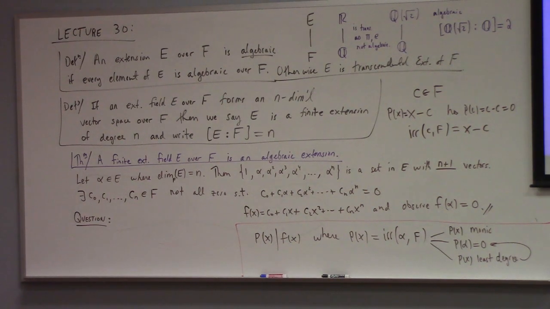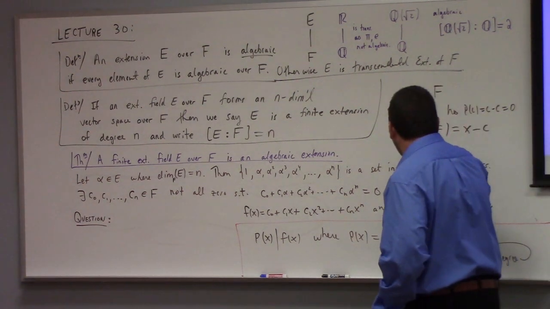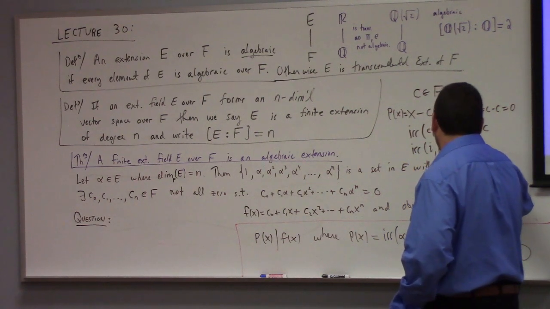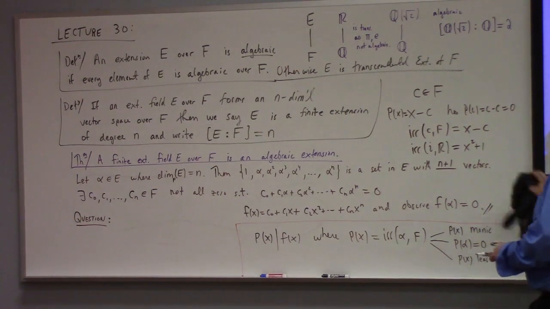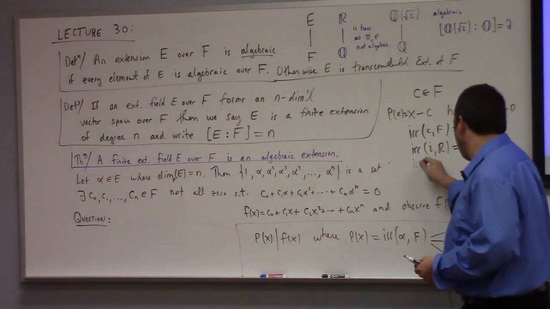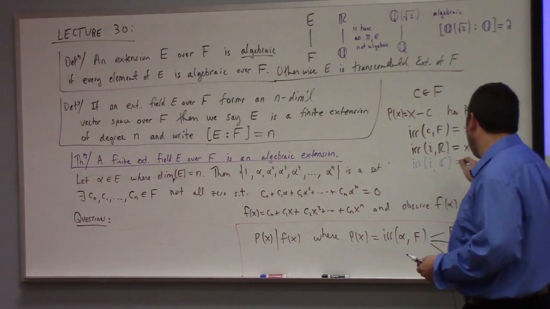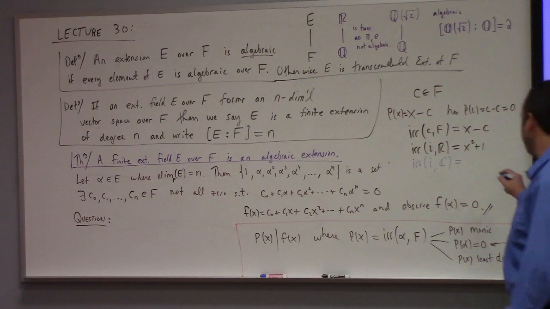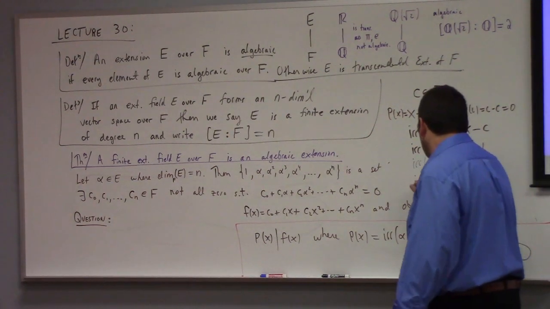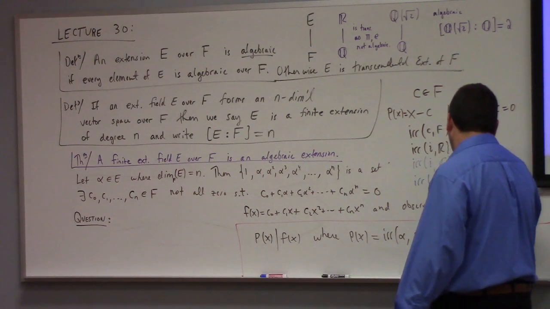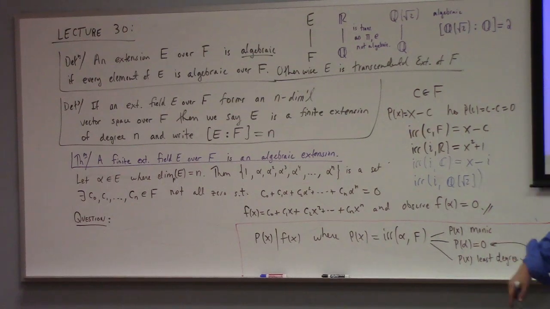Much more interesting, if we look at the irreducible polynomial of i over the reals, what's that? x squared plus 1. On the flip side of things, if I did the irreducible polynomial of i over C, what would it be? x minus i. If I did the irreducible polynomial of i over Q adjoin the square root of 2. Brackets or parentheses, your choice.